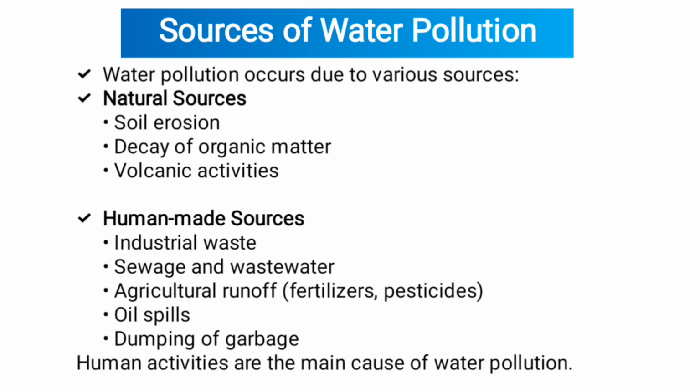Sources of water pollution. Water pollution occurs due to various sources. First one, natural sources like soil erosion, decay of organic matter, volcanic activities. Second one, human-made sources like industrial waste, sewage and wastewater, agricultural runoff, fertilizers, pesticides, oil spills, dumping of garbage. Human activities are the main cause of water pollution.